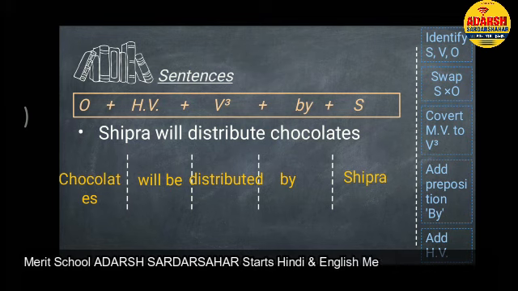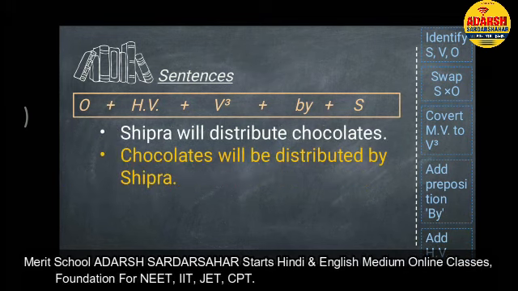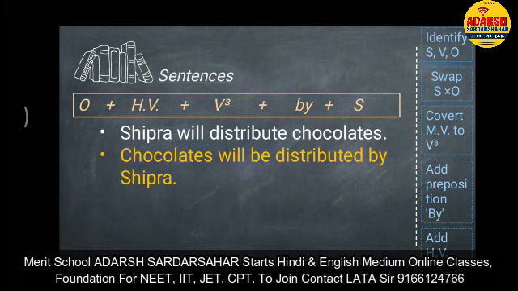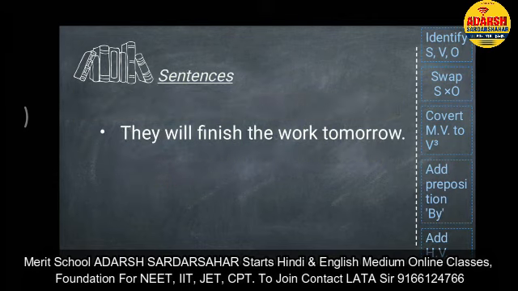Okay, now let's combine the sentence. Chocolates will be distributed by Shipra. So here we have done our first sentence of future simple. Let's go towards another one to clear other doubts and learn it properly.